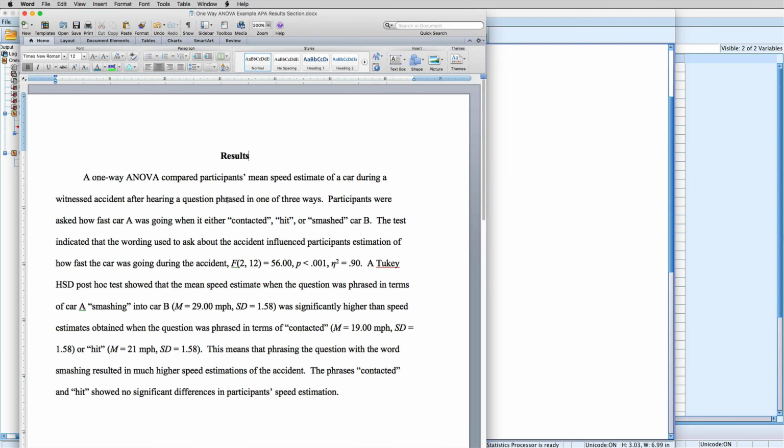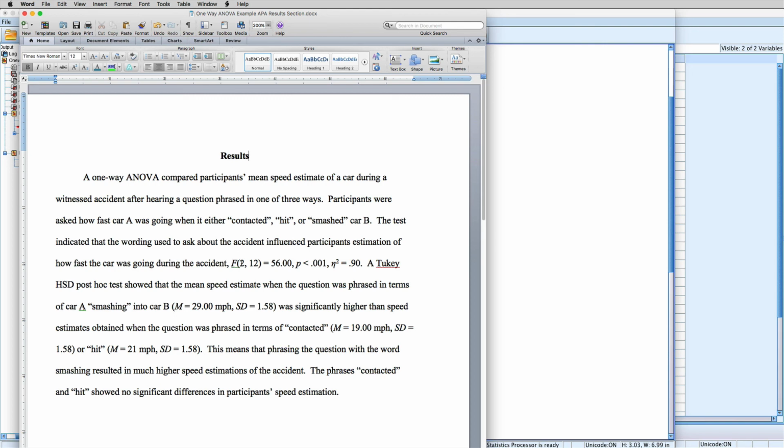If we were to write it up overall and interpret it, it might look something like this. A one-way ANOVA compared participants' mean speed estimate of a car during a witnessed accident after hearing a question phrased in one of 3 ways. Participants were asked how fast car A was going when it contacted, hit, or smashed car B. The test indicated that the wording used to ask about the accident influenced participants' estimation of how fast the car was going during the accident. Notice here how the interpretation of the significant ANOVA doesn't suggest where the differences are, just suggesting that the independent variable had an effect on the dependent variable.